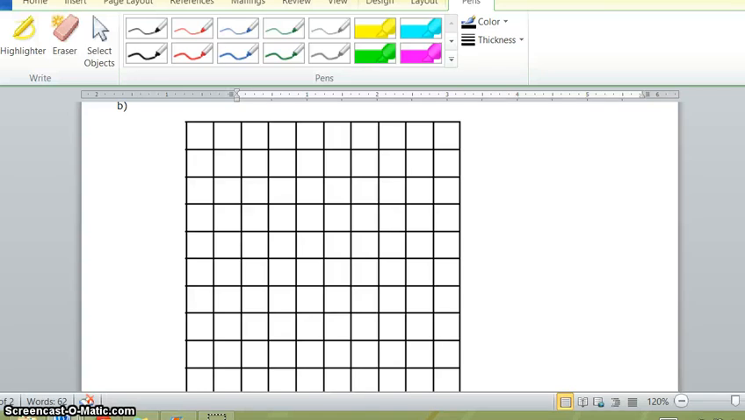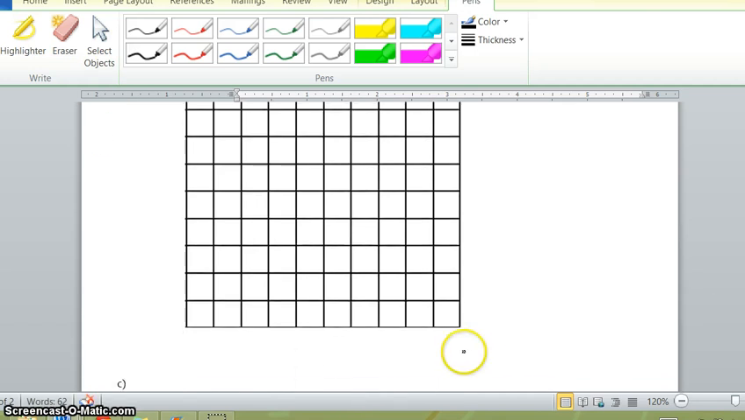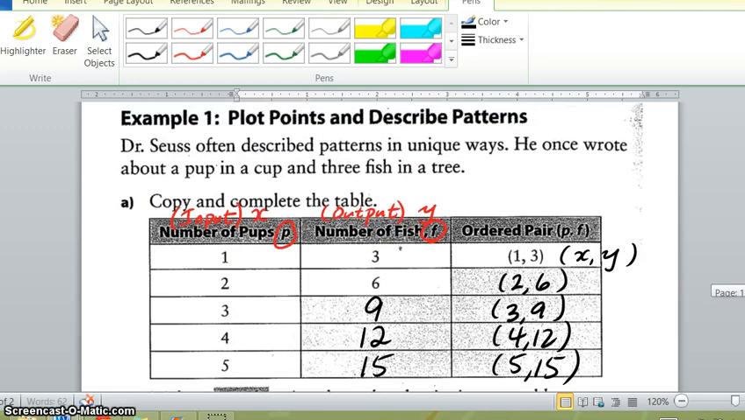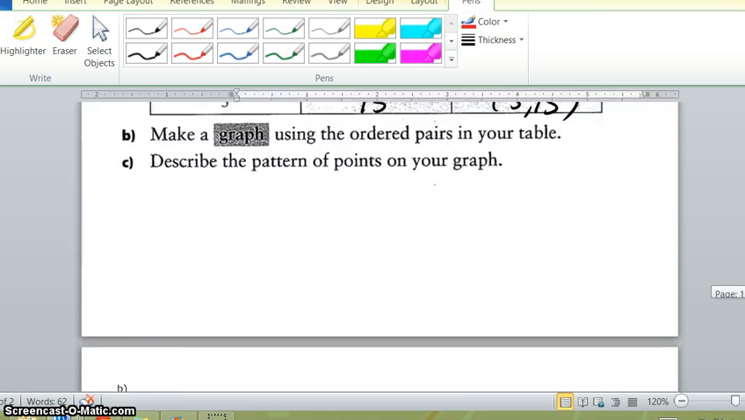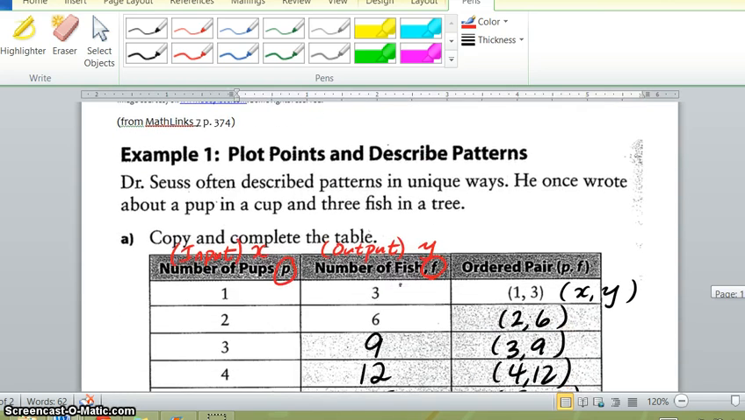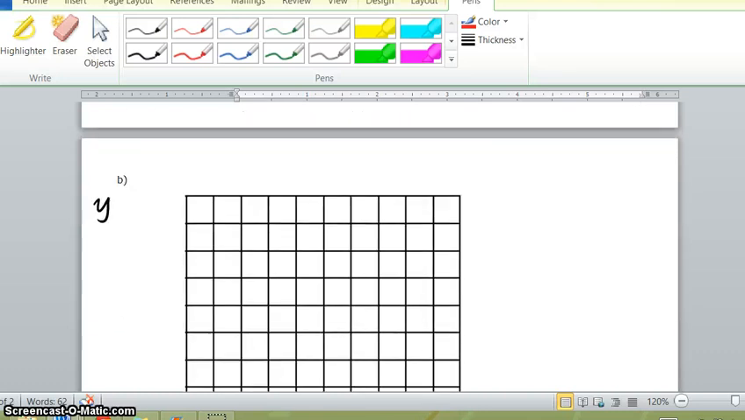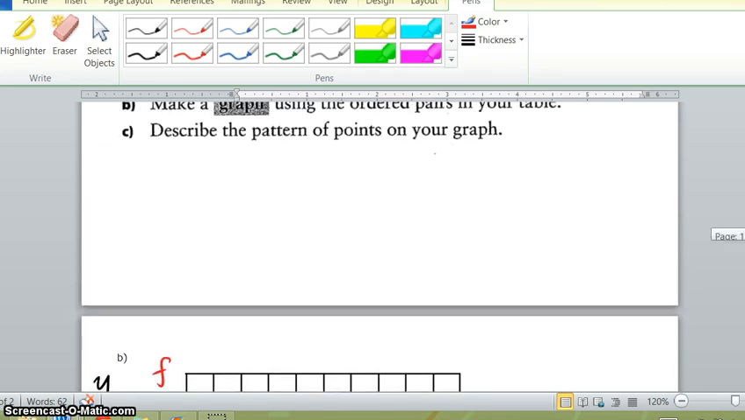Now remember that we would typically label the x and y axis first. I'm just going to put that way off to the side. In this case, though, instead of x, remember we're using number of pups as p, so I'm actually going to do that in red here because that's what the question's asking you to do. Hopefully that's not too confusing. And our output or y values is known as f, so I'm going to mark that with a red pen as well.